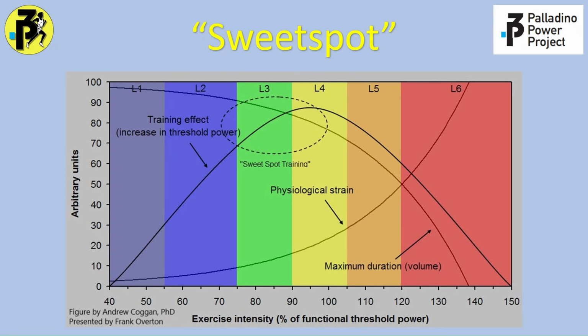Let's get into this. A sweet spot is a term and concept that evolved in the early 2000s, and this was one of the diagrams from when it was first presented. It was a diagram that was prepared by Dr. Andrew Coggin, PhD, and presented by Frank Overton at Fast Cat Coaching. So this concept arose working together back in the early 2000s.